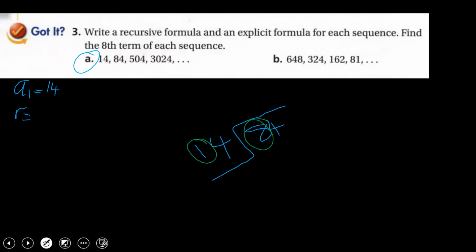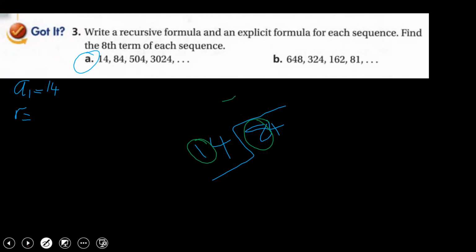In A here, I want to find A1. I know it is 14. And for R, it will be 84 divided by 14. Let's divide it here. And as I told you, if you want to divide, try to take the tenth number or recover the first number. And here you have 8 over 1, which is 8. But don't take 8. Take a number that's less than 8.